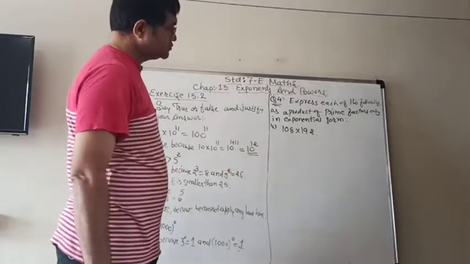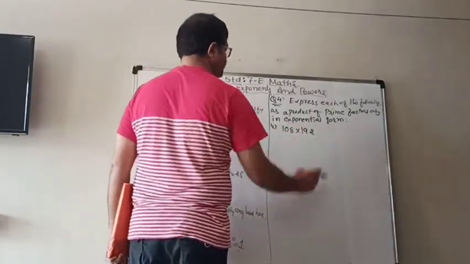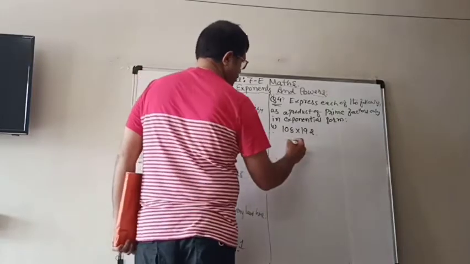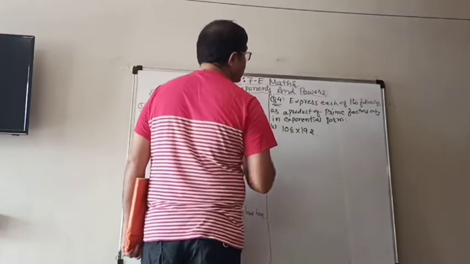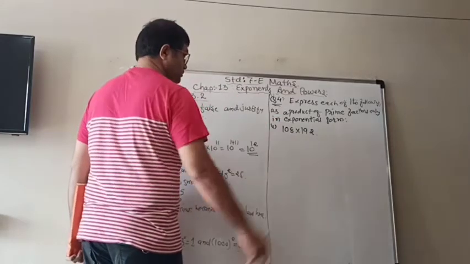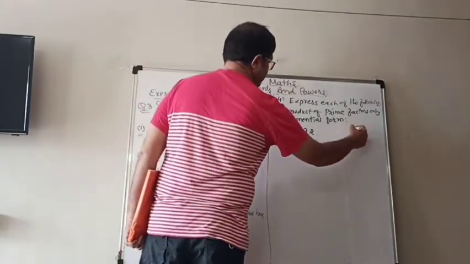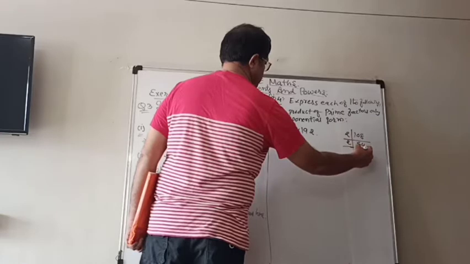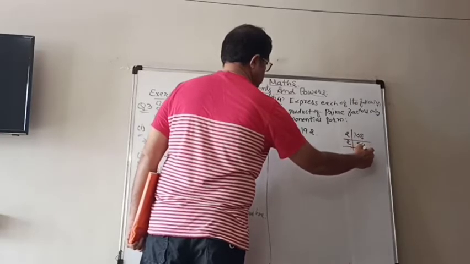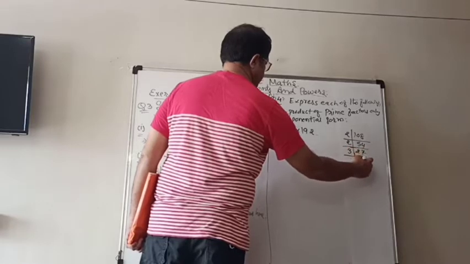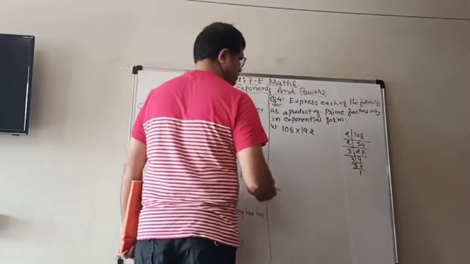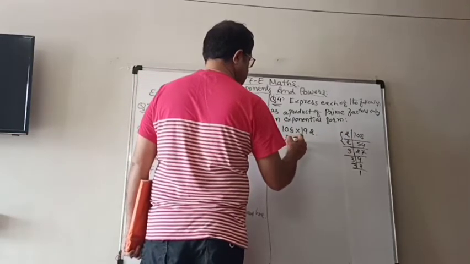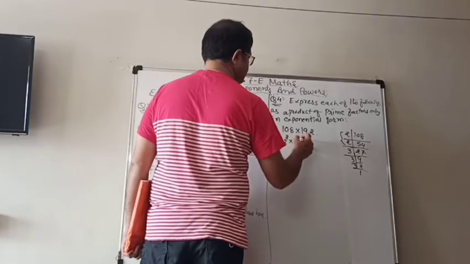Now here, separately we have to find the prime factorization and then we will combine them. So what is 108? You can do that factorization in the rough: 54, then 27. So 108 can be written as 2 squared multiplied by 3 cubed.